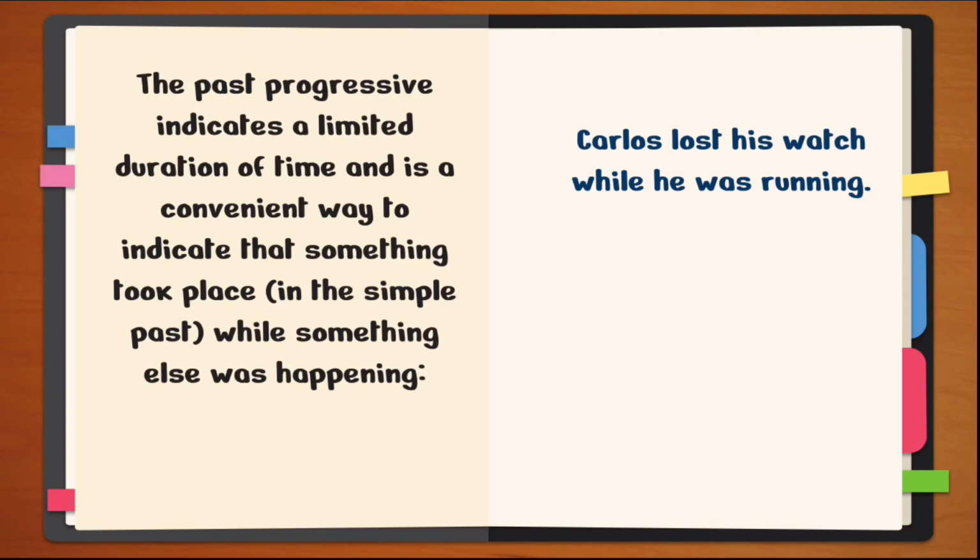Para repasar las imágenes anteriores, me parece importante recalcar que el pasado progresivo indica una limitada duración del tiempo de lo que estuvo sucediendo. Y es muy fácil identificarlo porque tiene sus dos verbos, el to be y el continuo, que es el que termina con ing. Por ejemplo, running, corriendo. Es como el equivalente al ando yendo, comiendo, corriendo, eating, running. Podemos ver el ing al final del verbo.